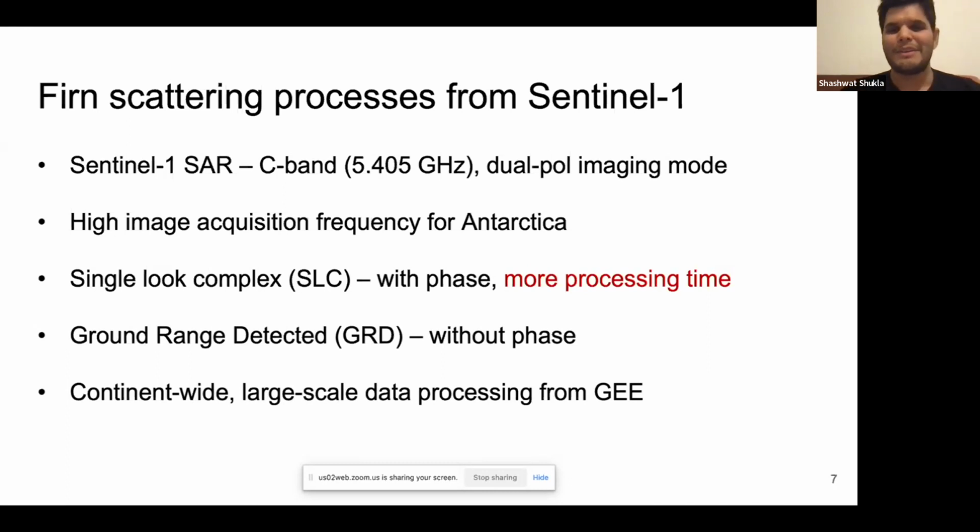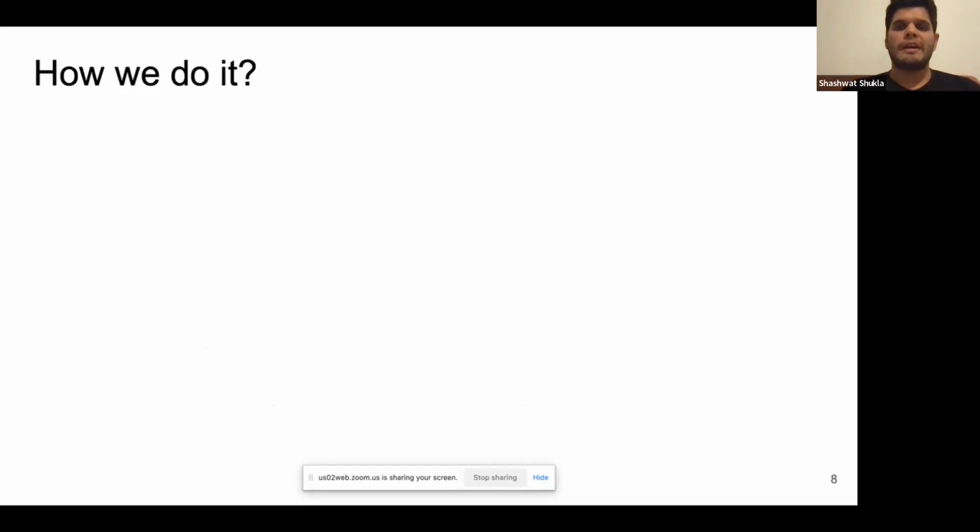Till now, it's all been theory, but what exactly are we looking for? Before starting, there are a lot of well-established algorithms for SLC data. However, we can't apply these to GRD products simply because GRD doesn't have any phase information. This is the motivation of this work, where we apply a decomposition algorithm based on polarimetric indicators extracted from SAR data to make a continent-wide map of the type of firn scattering processes, thereby revealing their spatial variability and a link to the firn processes.